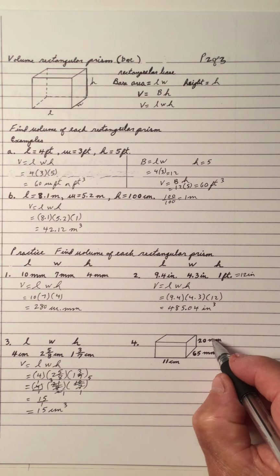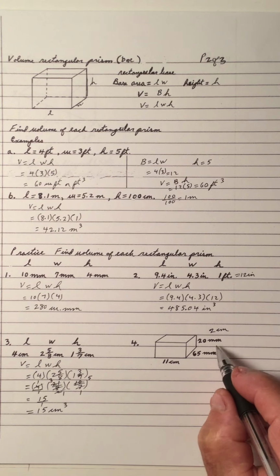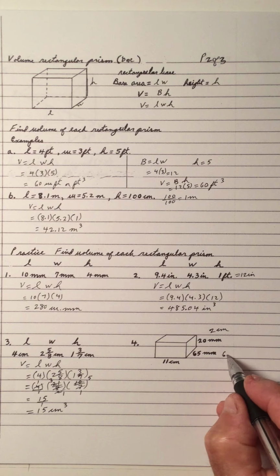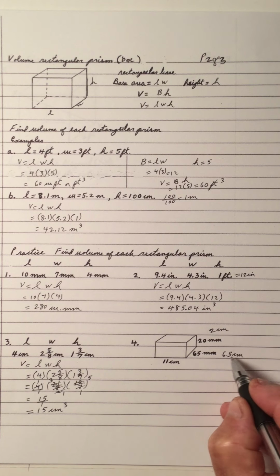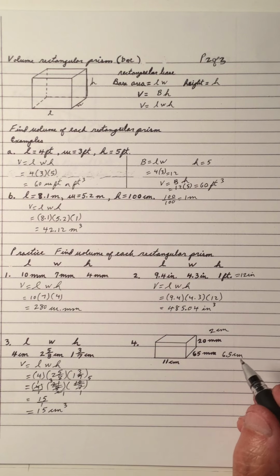So 20 millimeters is 2 centimeters because you divide by 10. And that's 6.5 centimeters. You divide by 10 because there's 10 millimeters in 1 centimeter.